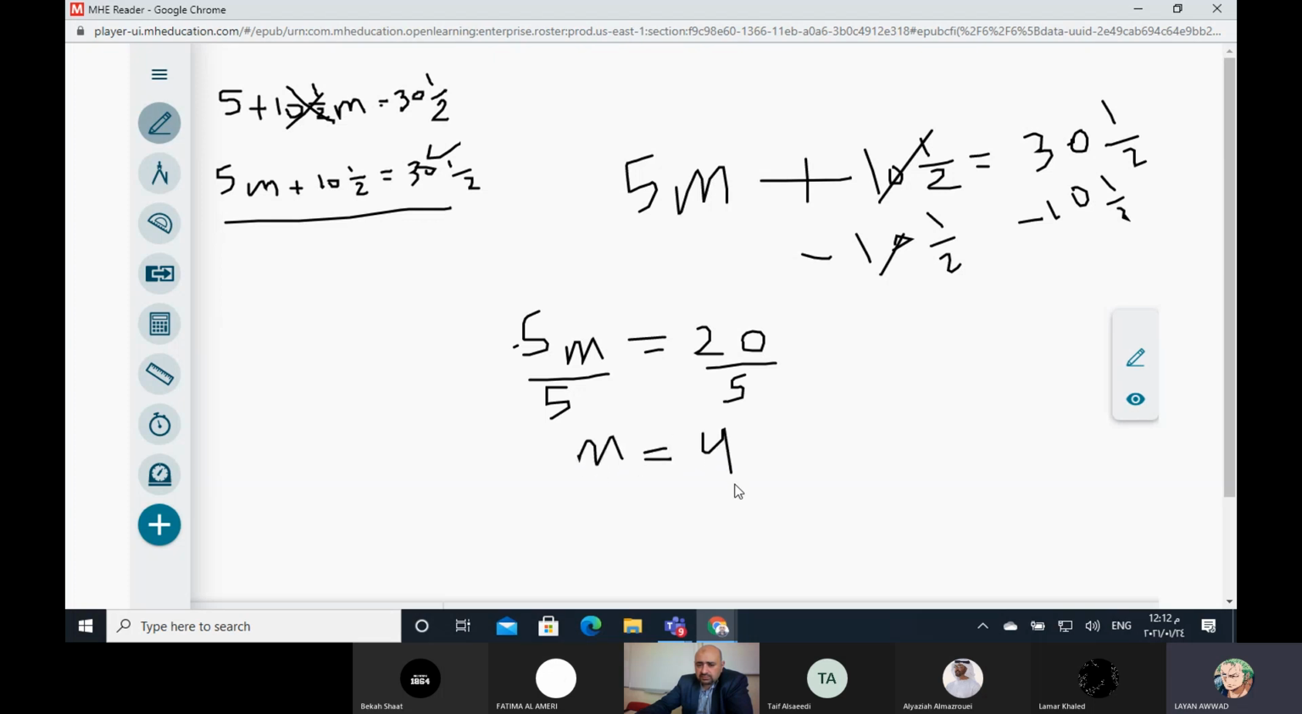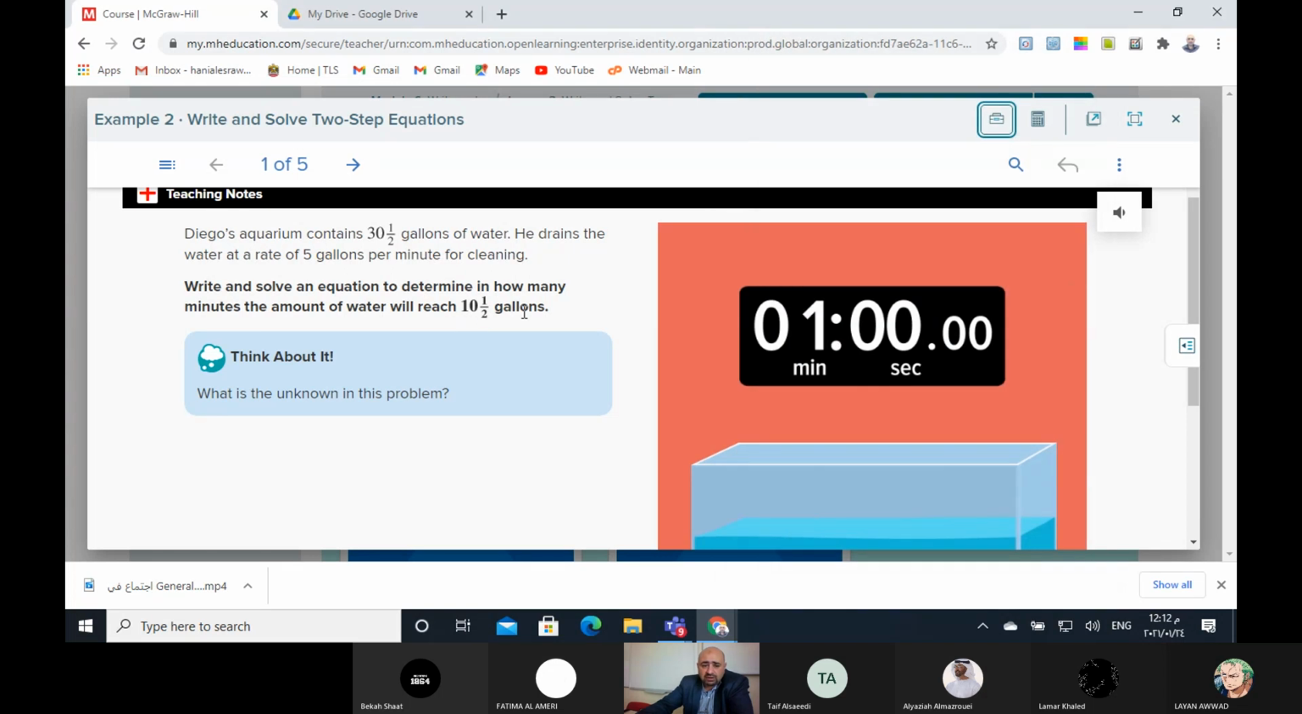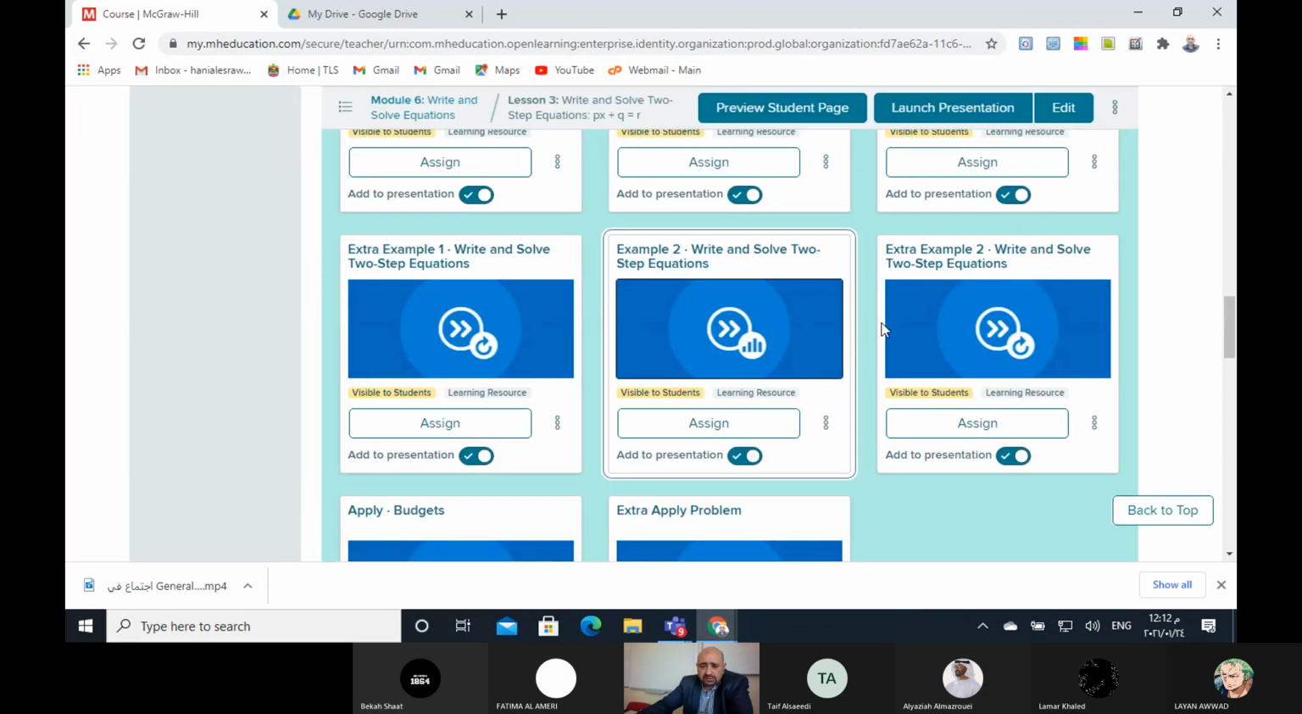Excellent. What is the meaning of m? The number of minutes. So we need 4 minutes. We need 4 minutes to reach 10.5 gallons. Okay? This is our period today. Who has any question here?